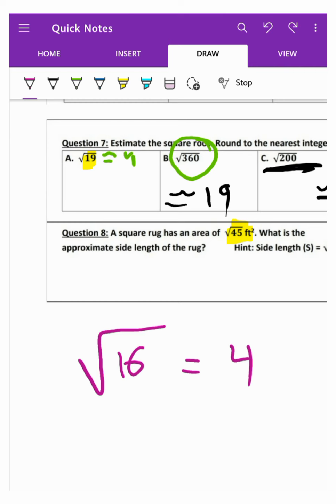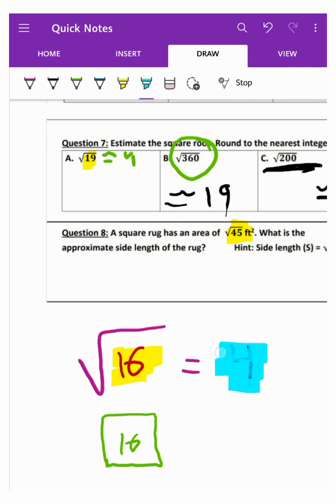The number inside here, which is the radicand, is the area of the square, and the answer of the square root of 16 gives the length of the square side. So the length of this side is equal to 4.